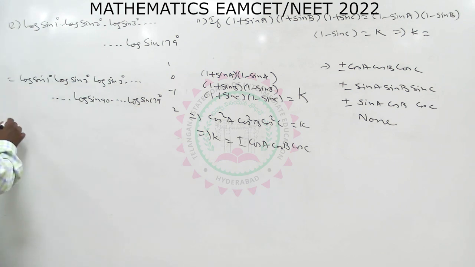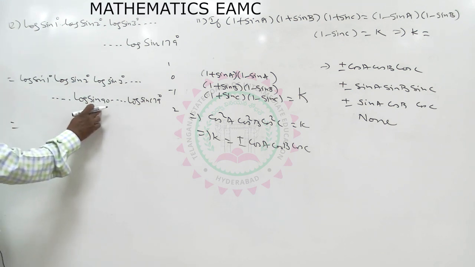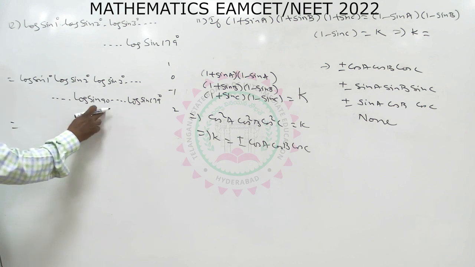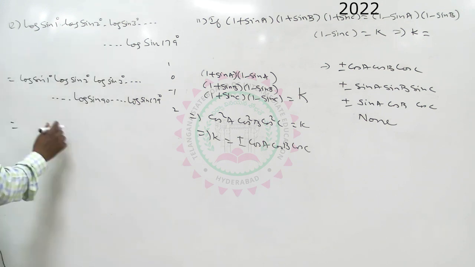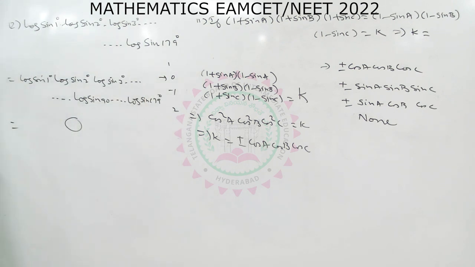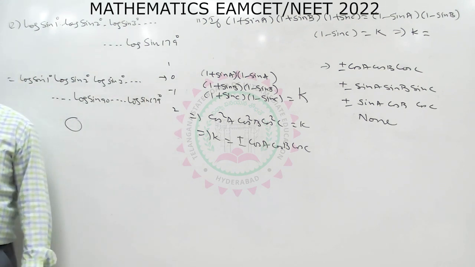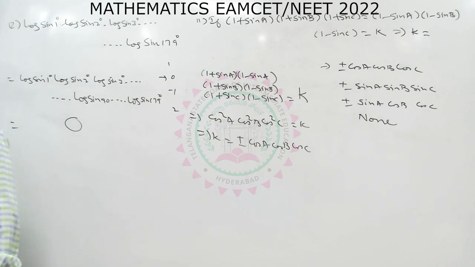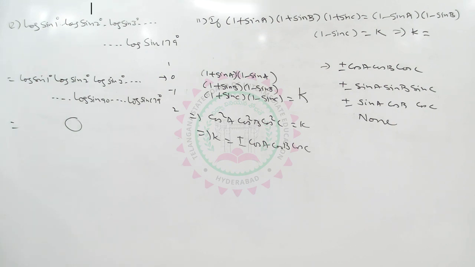So this is nothing but, what is sin 90? 1. Therefore log 1 is equal to 0. So 0 into something, the answer is 0. So you have to just finish. Don't simplify the total answer.